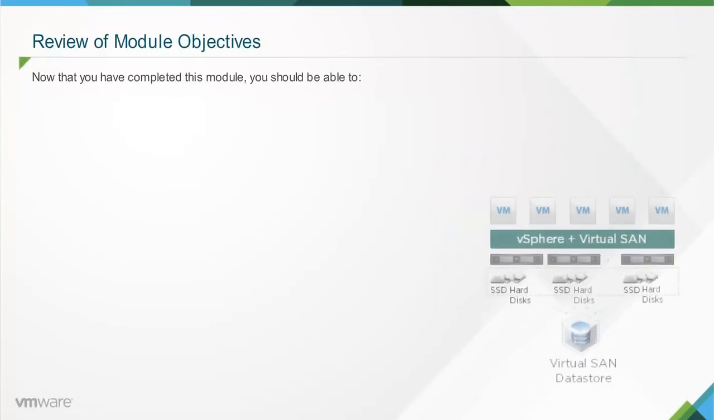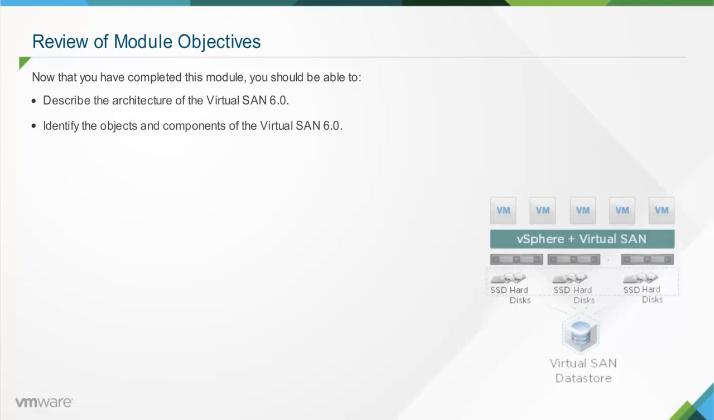Now that you have completed this module, you should be able to describe the architecture of Virtual SAN 6.0, identify the objects and components of Virtual SAN 6.0, and explain snapshots, clones, traffic flow pattern, and fault domains of Virtual SAN 6.0.